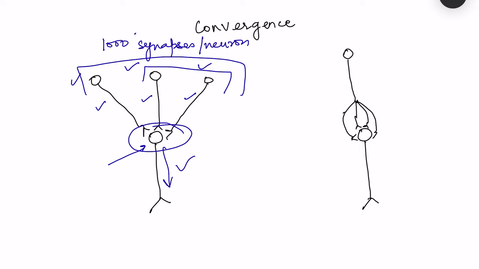So it is kind of functioning as an integrator of information and final responses occurring. So here we are talking basically about convergence from different sources. One example I will tell you is the regulation of the blood pressure. See, for the regulation of the blood pressure, you know that the baroreflex is there.